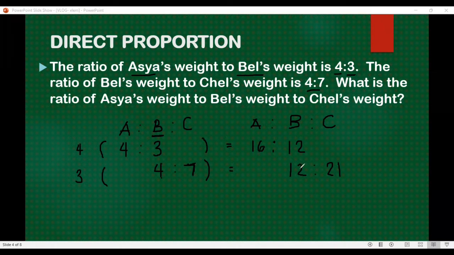Now, there is no way we can get the lowest term of 16, 12, and 21 for the reason that they are not divisible by a common number. Therefore, the answer to this question is simply 16 is to 12 is to 21. This is one application also of your direct proportion.